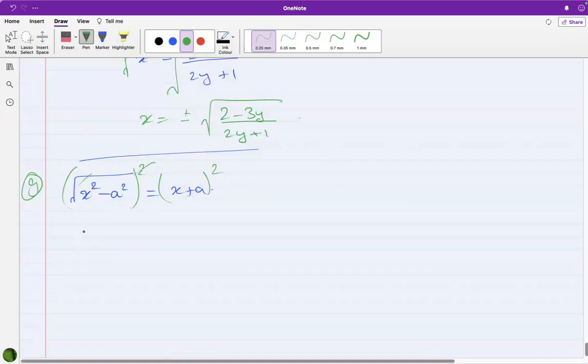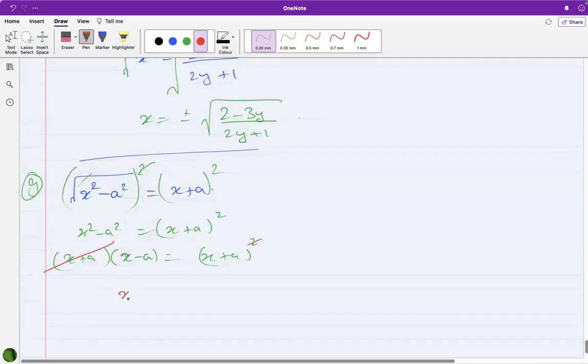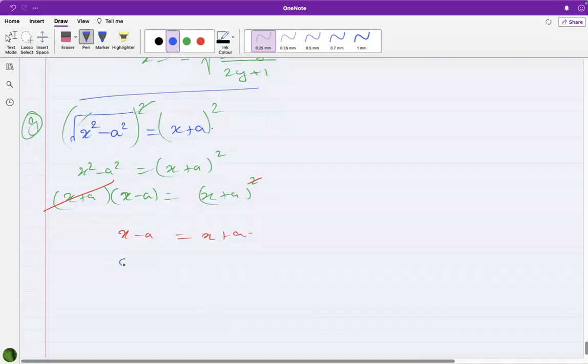So if I do so, this was x squared minus a squared is equal to x plus a whole squared on the other side. And if I write it as x plus a into x minus a is equal to x plus a whole squared, and get rid of this with this square, I'm having x minus a is equal to x plus a. When I bring x on one hand side, I actually lost both x. x minus x is equal to a plus a. That is 0 is equal to 2a. Right? So I lost both of these.